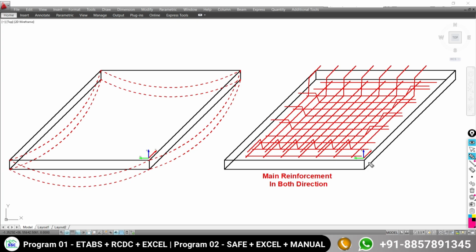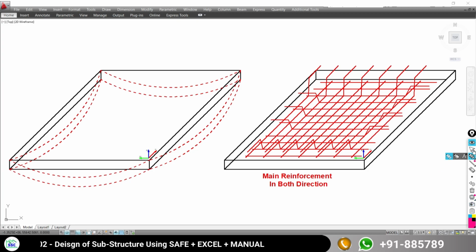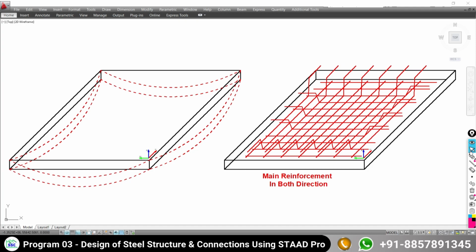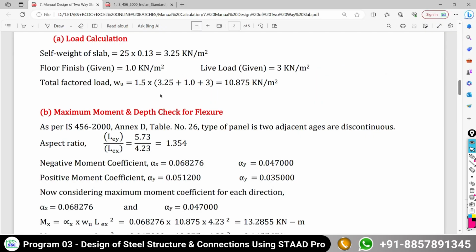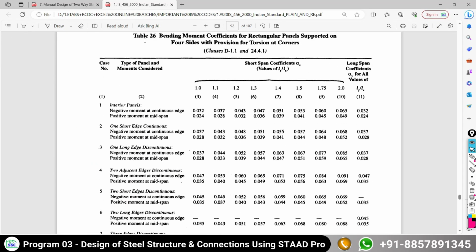So our proposed floor slab is actually the two-way type of slab. That's why we have to calculate the moment in both directions. Now for calculating the moment, first we need to calculate the moment coefficient as recommended by IS 456. If you look at IS 456:2000, page number 91, table number 26.